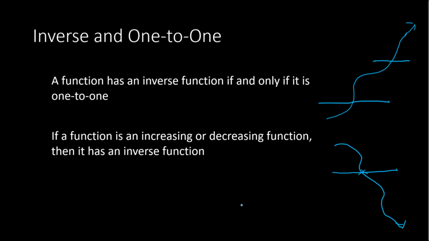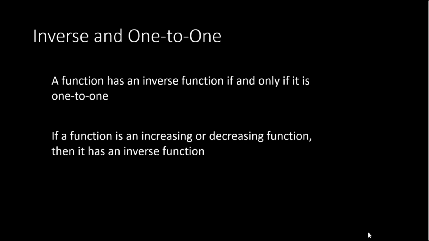So if it changes directions, so instead of going up all the time, it changes direction, that would make it not one-to-one, and thus not having an inverse because it does not pass the horizontal line test.